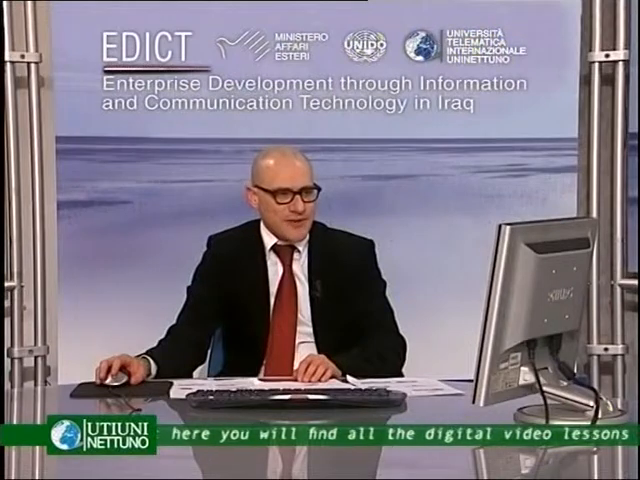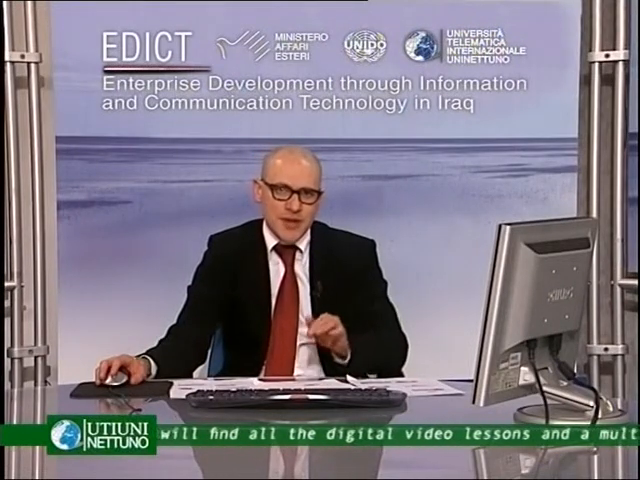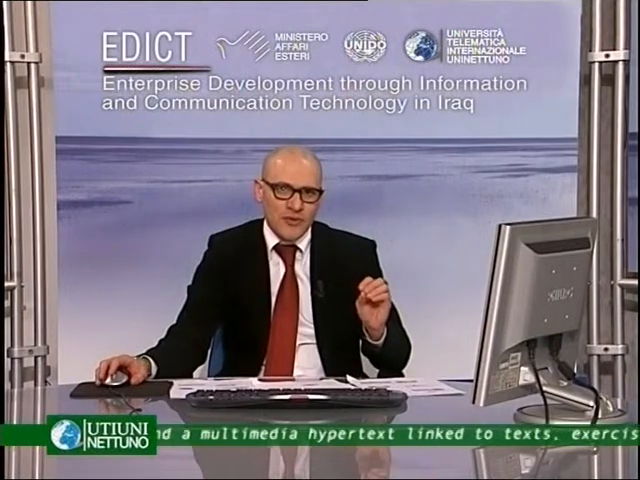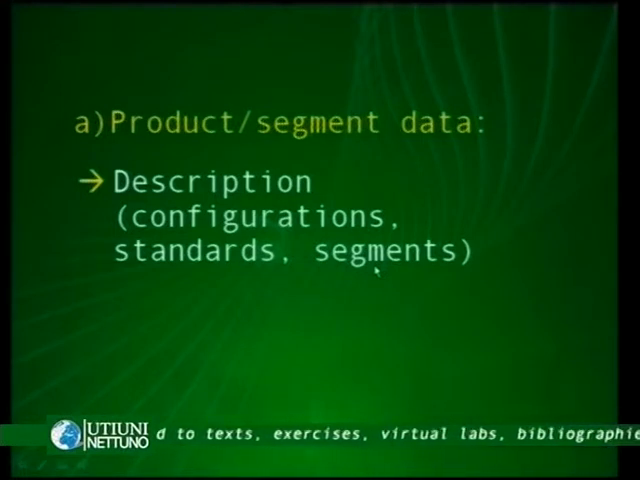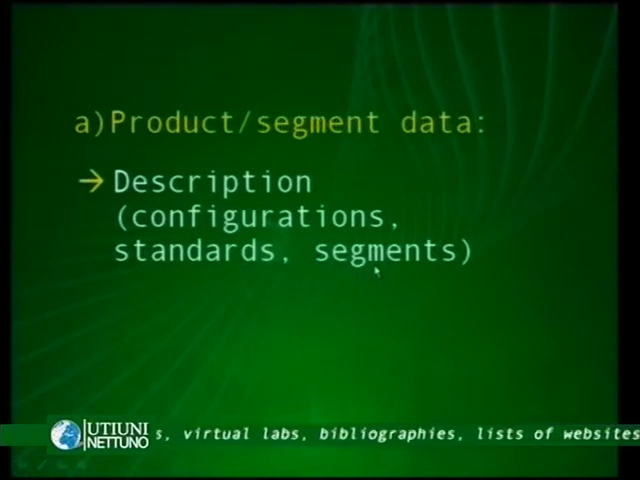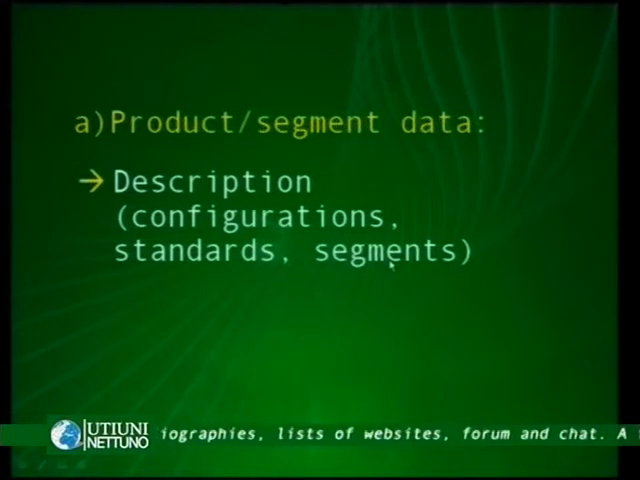To be more specific about all these items, we could deepen a little bit more what is needed by the company, what the company is looking for when it's gathering information. Product segment data. The first item is about the description of product and segment. Description, which is about configurations, standards, and segments. So let's try to be a little bit more specific about these sub-items.